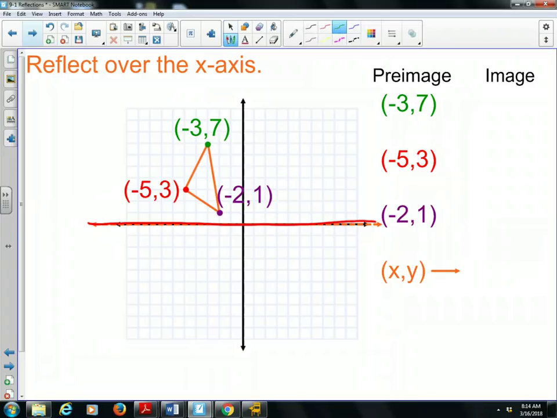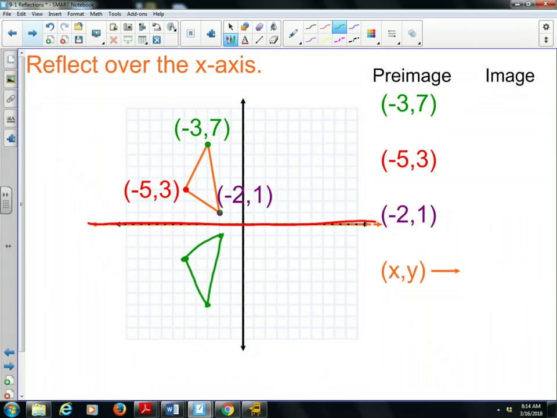If I want to reflect or flip this over the x-axis, right now I'm 1 unit above the x-axis, so I want to go 1 unit below. On negative 5, up 3, I'm 3 units above, so I'm going to go 3 units below. And for this negative 3, 7, I'm 7 units above, so I want to go 1, 2, 3, 4, 5, 6, 7 units below. And here is my image.